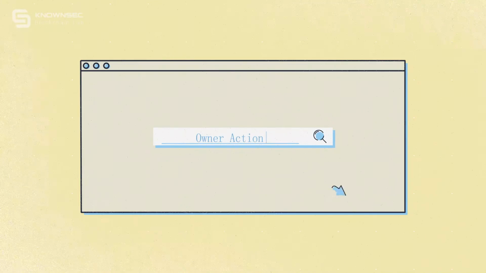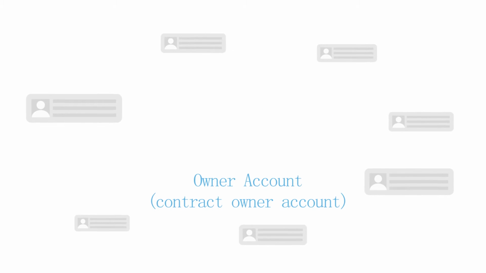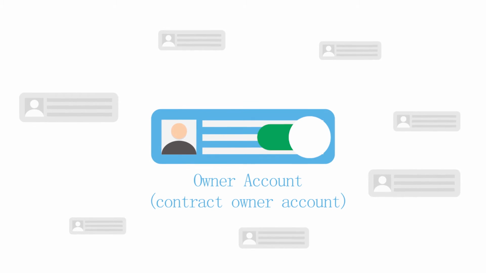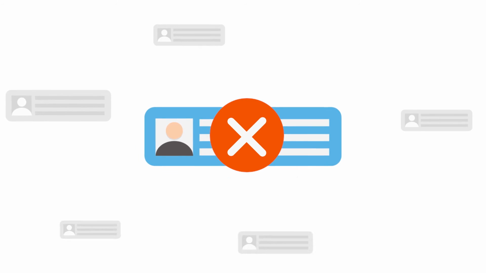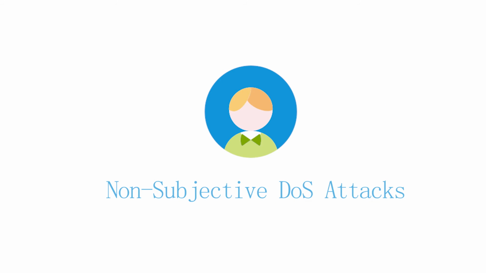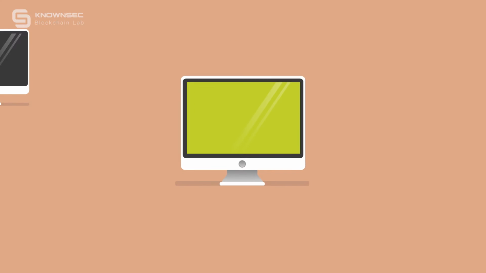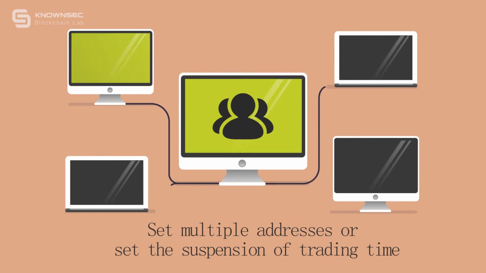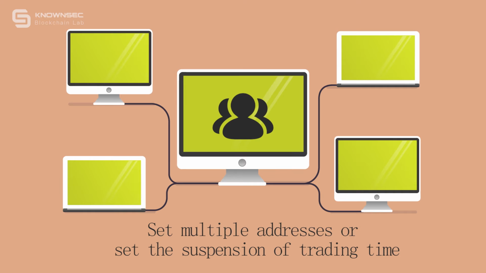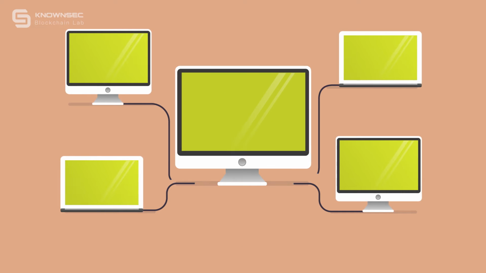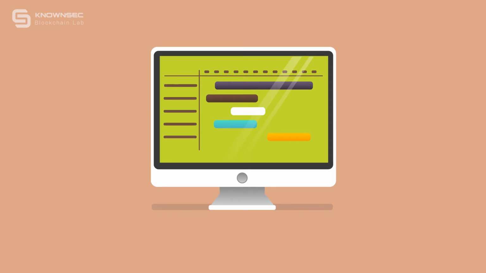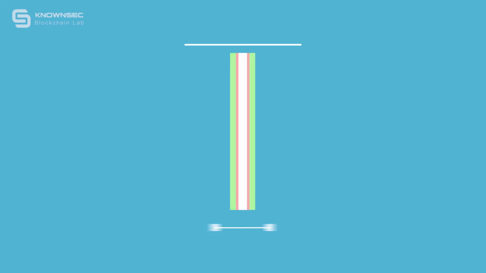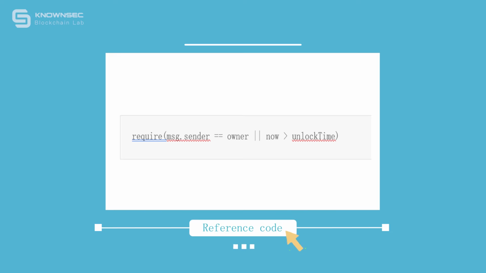Number 2. Owner action. In a token contract, there is usually an owner account or contract owner account. It has the right to open or suspend transactions. If the owner address is lost, the entire token contract cannot be operated, resulting in non-subjective DOS attacks. In view of the above situation, you can set multiple addresses or set a suspension of trading time. When the time is exceeded or a certain condition is met, then open the transaction so that the whole token system will not suffer DOS attacks. The following code can be used as a reference to protect against DOS attacks.